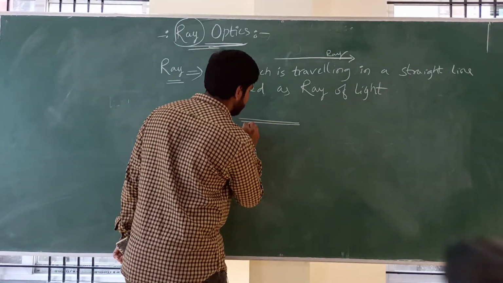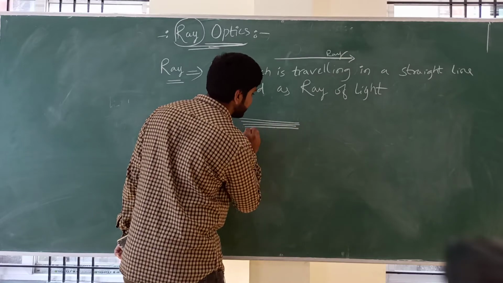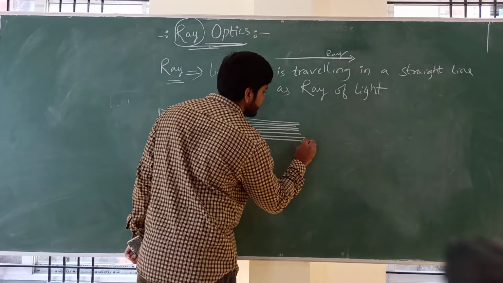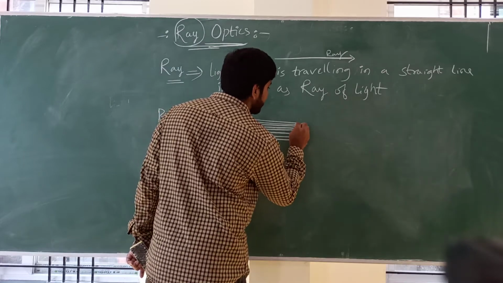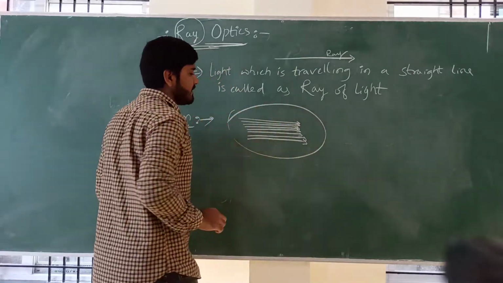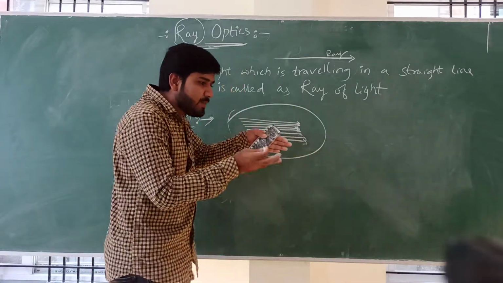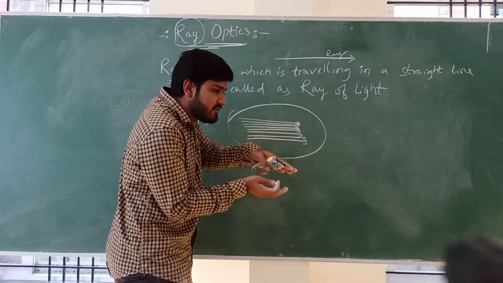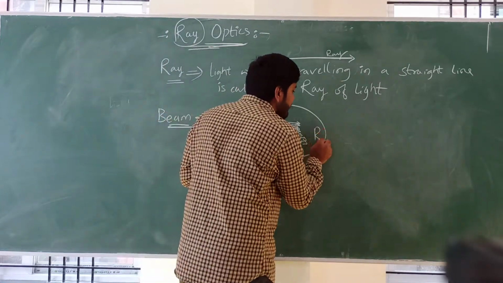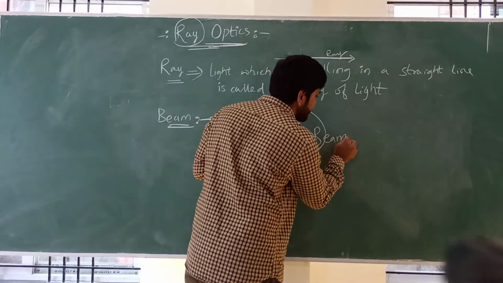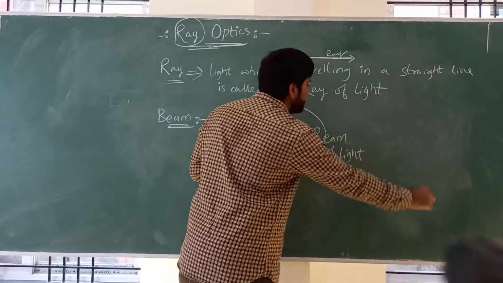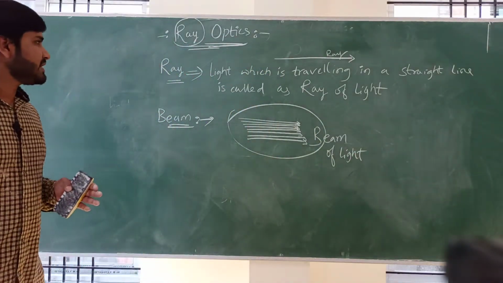Now if I want to define the beam of light, it means a collection of such rays. These rays which are traveling in a straight line, the collection of rays which are traveling in a straight line, are nothing but a beam of light. Okay, you understood the difference between the ray of light and the beam of light.